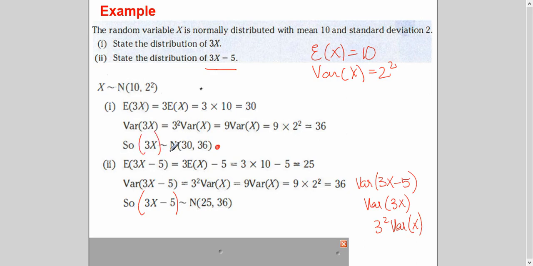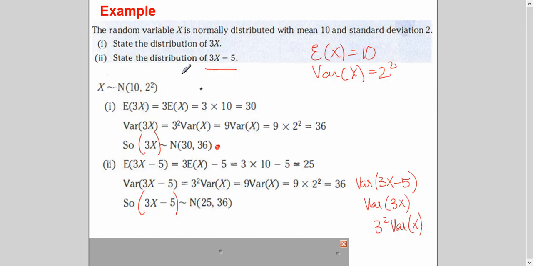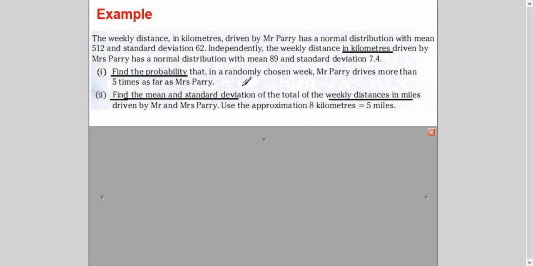Now let's see a word problem, because when the question is given in this form, it's easy to calculate mean and variance, but when it is given as a word problem, then you need to be very careful. This question is talking about weekly distances in kilometers covered by Mr. Perry and Mrs. Perry. The normal distribution for both is given to you. Mr. Perry's mean is 512 kilometers and standard deviation is 62, whereas for Mrs. Perry, the normal distribution mean is 89 and standard deviation is 7.4.